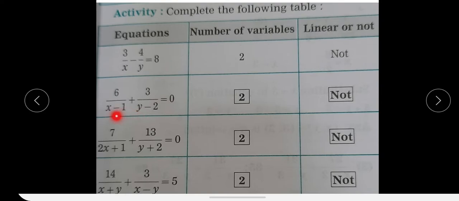Similarly, 6 upon x minus 1 plus 3 upon y minus 2 is equal to 0. Variables are x and y, hence the number of variables is 2. They are again in the denominator, therefore it is not a linear equation in two variables. The third equation is 7 upon 2x plus 1 plus 13 upon y plus 2 equal to 0. Same thing here, two variables but not a linear equation. Similarly, the fourth equation also contains two variables but is not a linear equation in two variables.